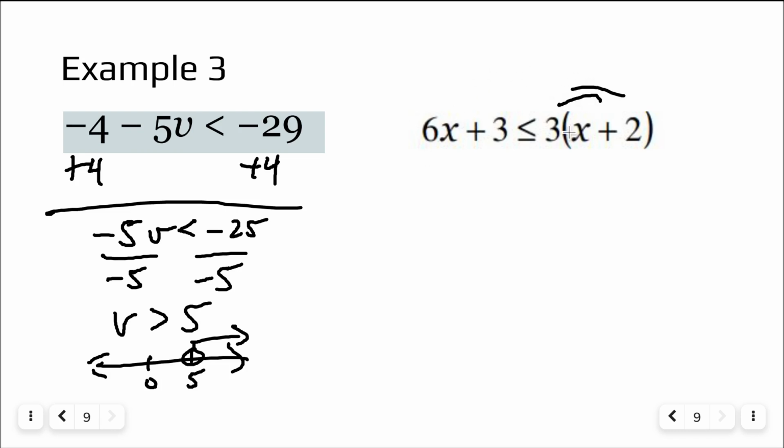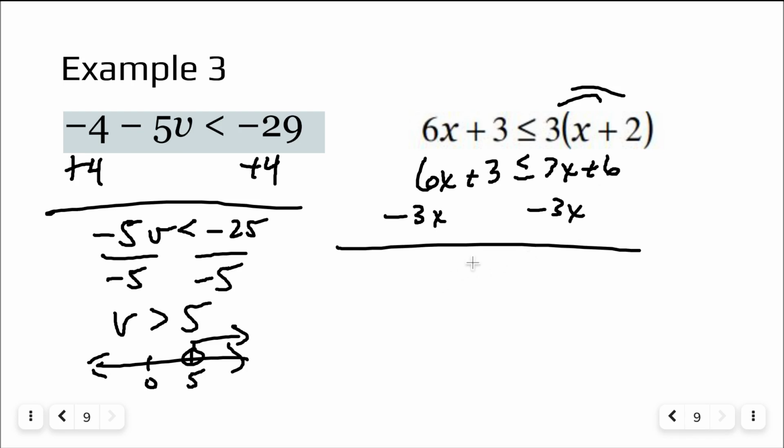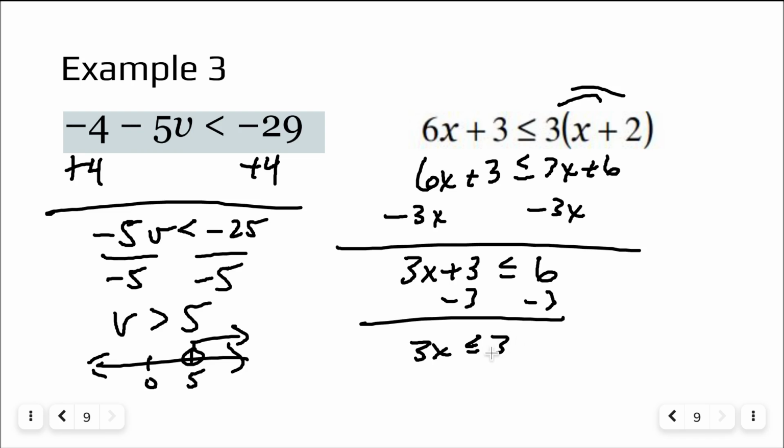And then finally, I'm going to distribute the 3 to both of those. 3x plus 6. I'm going to subtract 3x on both sides. I have variables on both sides right now. That's 3x plus 3 less than or equal to 6. Subtract 3. 3x is less than or equal to 3. And divide by 3. X is less than or equal to 1. Again, I divided both sides by the same positive. The sign stays the same direction.